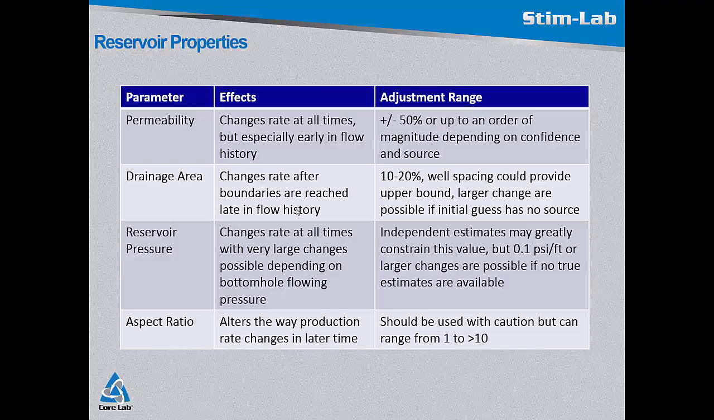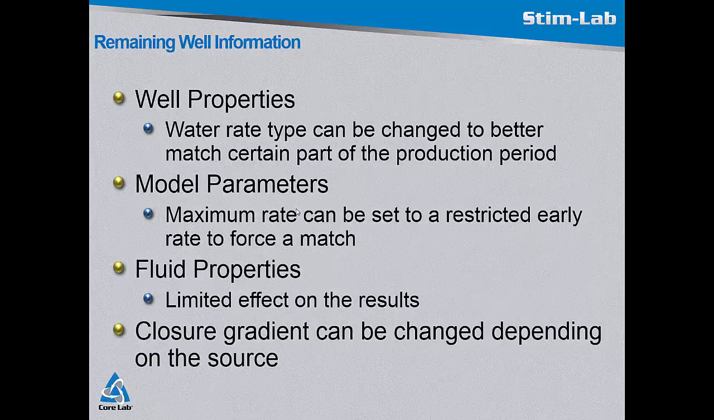Under the reservoir properties in the Well Information tab, the main variables that are changed are permeability, drainage area, aspect ratio, and reservoir pressure. The other variables would require pretty strong justification to change, or they've already been used by some of your other data sources to develop the estimates that you have for permeability and drainage area. This table gives some information about the effects you might see and how much you can adjust each of the main parameters.